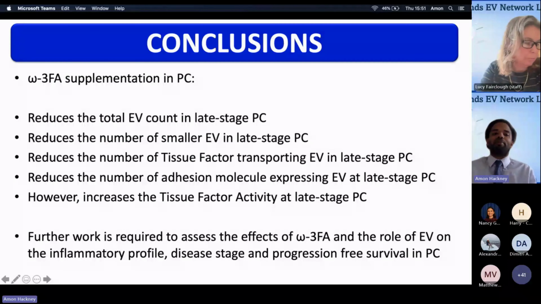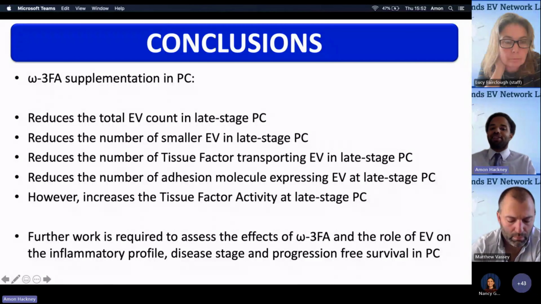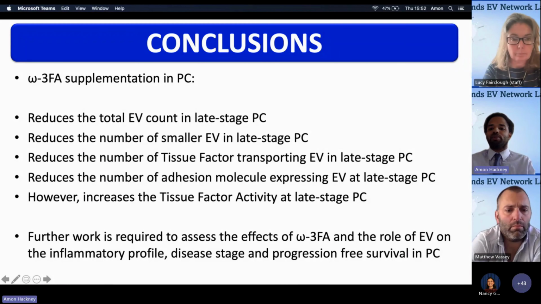So in conclusion, omega-3 fatty acid supplementation in pancreatic cancer reduces the overall EV count at later stage, reduces the number of smaller EVs at later stage. It reduces the number of tissue factor transporting extracellular vesicles in the later stage, and it also reduces the number of adhesion molecule expressing EVs at later stage. However, as I mentioned, the tissue factor activity does increase in the later stage PC patients with omega-3 supplementation. Obviously, further work is required to assess the effects of omega-3 supplementation and the role of EVs in the inflammatory profile, disease stage and progression-free survival of these patients.